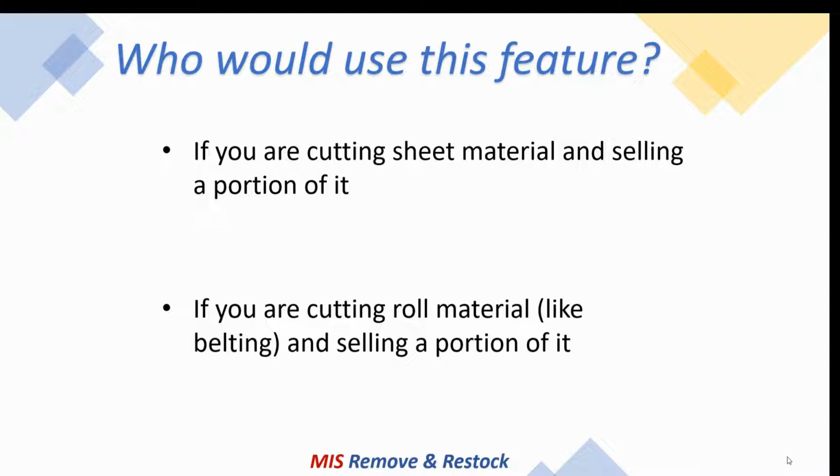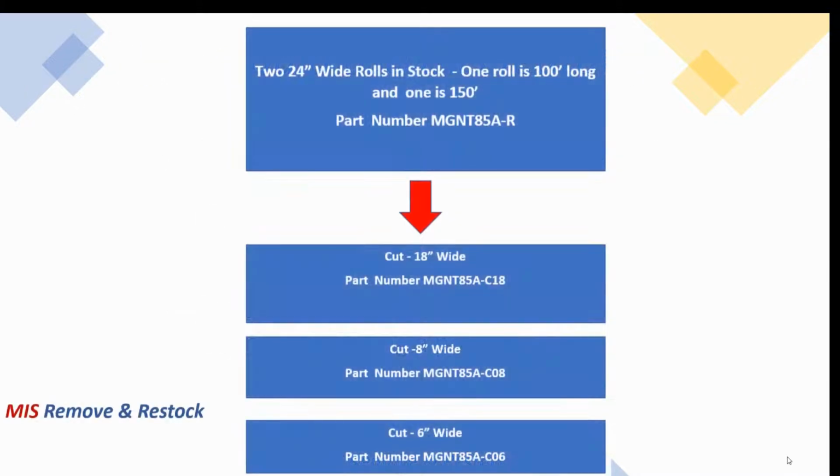In today's video, we will be using an example of a roll of material that will be used to make a conveyor belt. In this example, we purchase a 24-inch wide product by the roll. Your part number may have a -R behind it in order to indicate this is roll material. Let's say we have two rolls in stock. One is 100 feet long and one is 150 feet long.